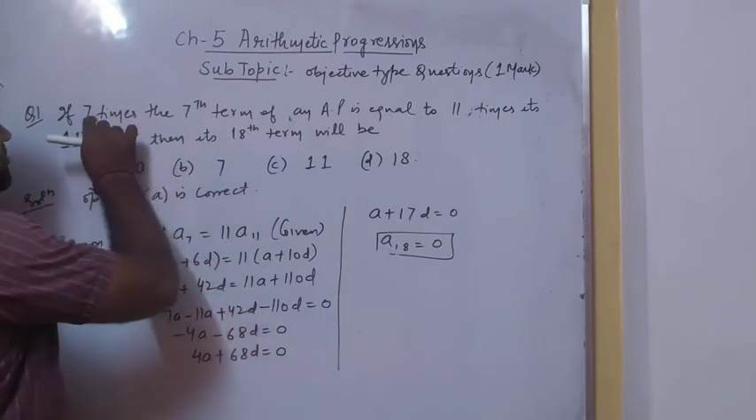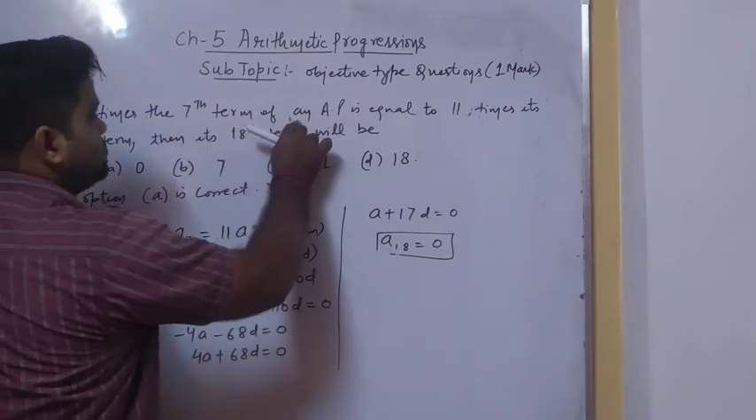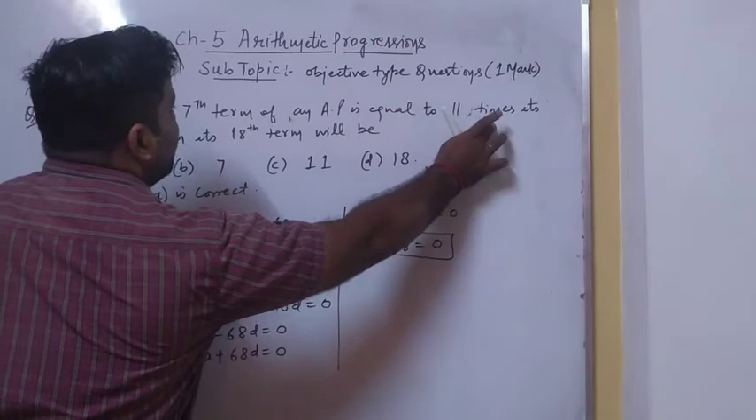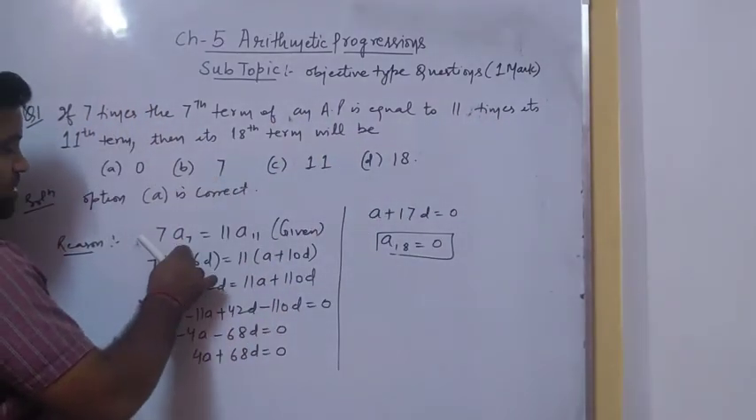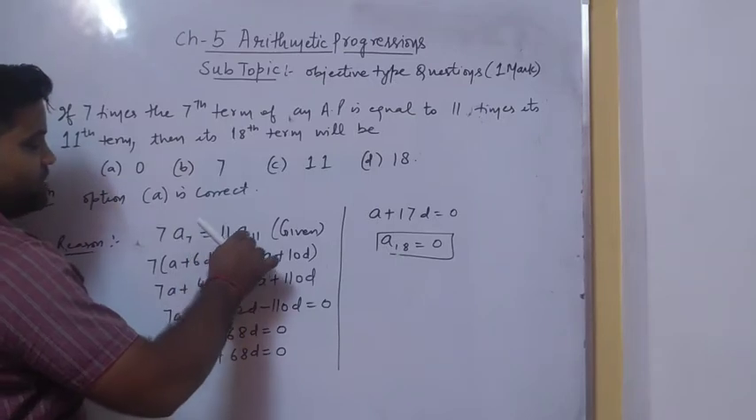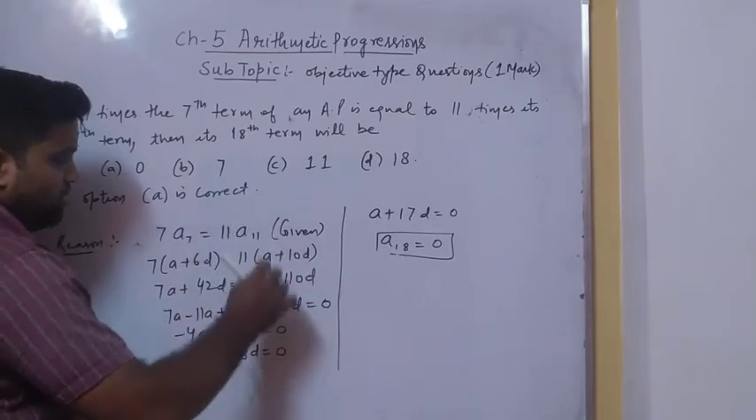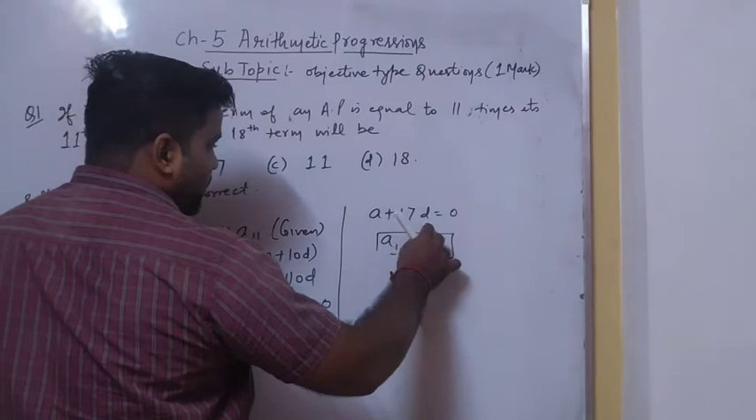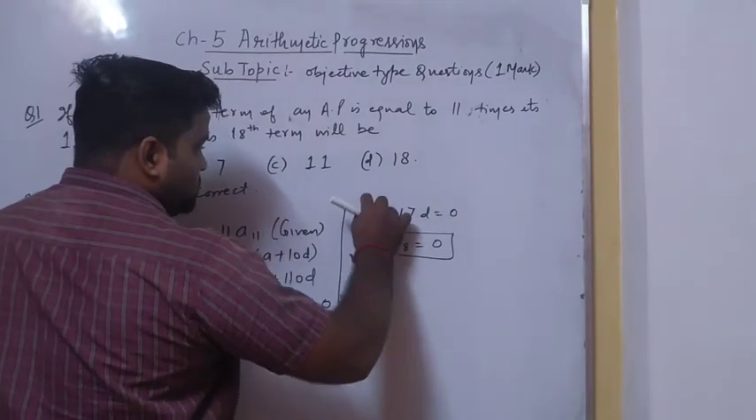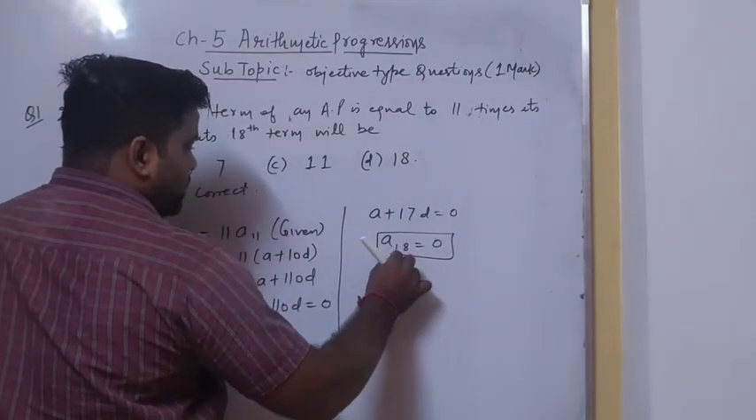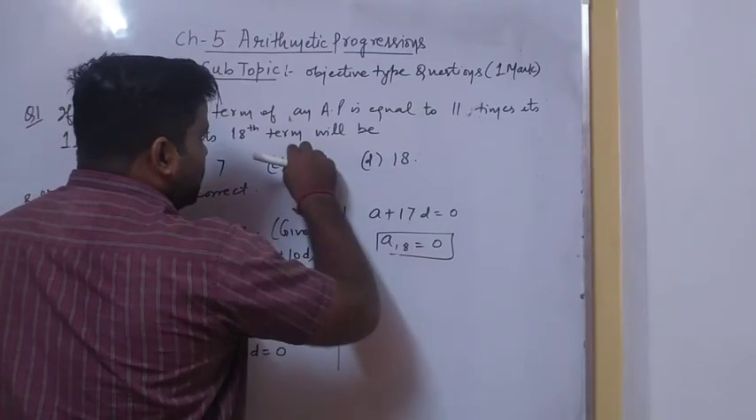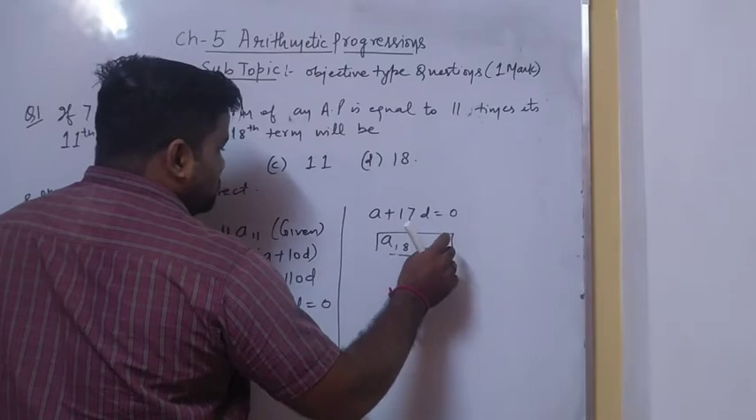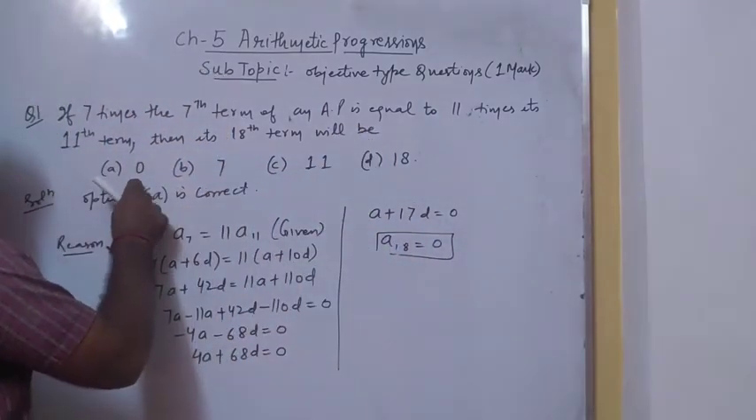As in the question it is given that 7 times the 7th term of an AP is equal to 11 times its 11th term, we can write 7 times the 7th term is equal to 11 times its 11th term. On solving, we get a plus 17d, which is equal to 0, and this is the 18th term of the AP. So the 18th term of that AP is equal to 0. So our answer is 0. That's why option A is correct.